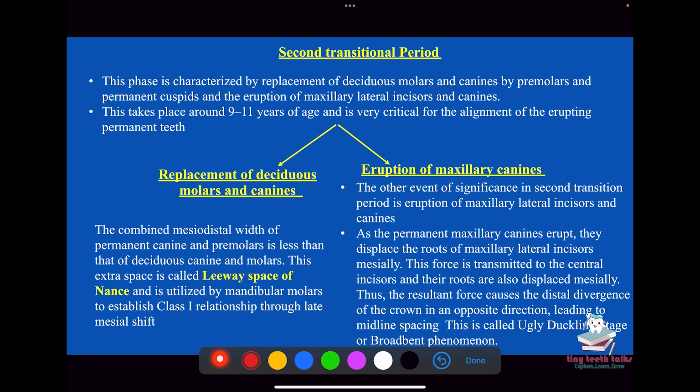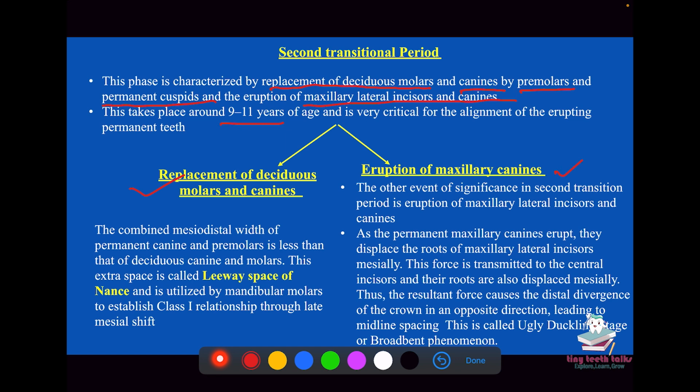Now coming to the second transitional period, this phase is characterized by replacement of deciduous molars and canines by premolars and permanent cuspids, and the eruption of maxillary lateral incisor and canines. There are two events in the second transitional period. First is replacement of deciduous molars and canines, and second is eruption of maxillary canines. These take place around 9 to 11 years of age and are very critical for the alignment of the erupting permanent teeth. So the first is replacement of the deciduous molars and canine.